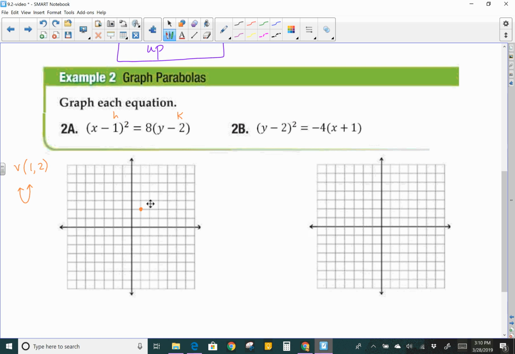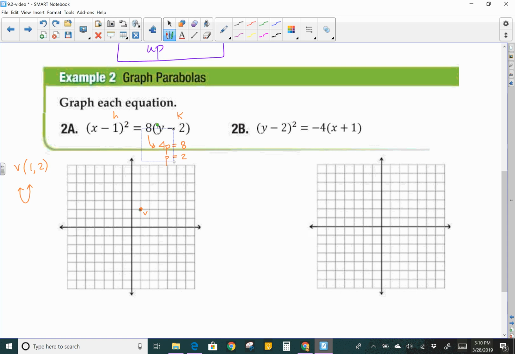And the next thing I have to do, I know it's going to open up, so it's going to do something like this, but I need to know where the focus is. This is all you have to graph for me now. Okay, so this right here tells me that is 4p. So if 4p equals 8, then p equals 2. And so this is my vertex.